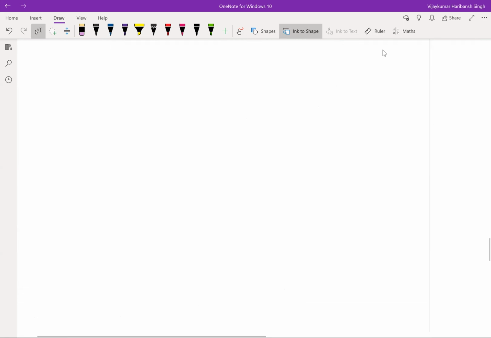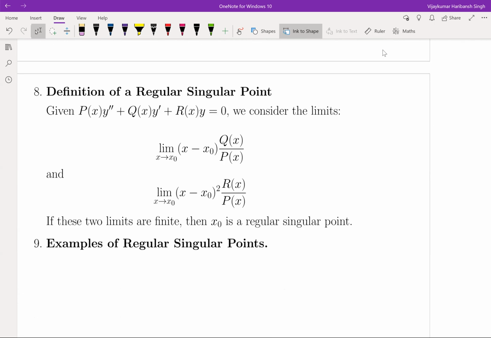Now we want to define what is called a singular point and a regular singular point. Take P(x) y double prime plus Q(x) y prime plus R(x) y equals 0, and consider the following limits: as x goes to x0, (x minus x0) Q(x)/P(x), and as x goes to x0, (x minus x0) squared R(x)/P(x). Now, if these two limits are finite, then we say x0 is a regular singular point.